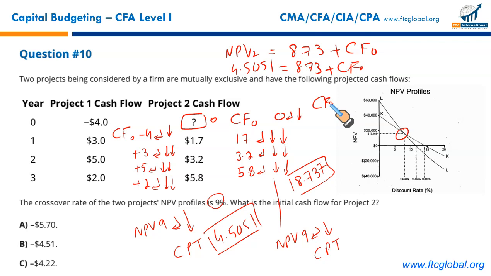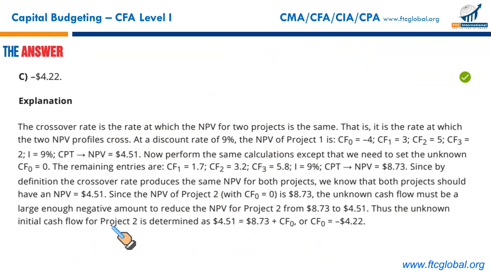Where is my conventional calculator? So it's 4.5051 less 8.73. It gives you negative 4.2249. So that's the initial investment, negative sign, for project 2, and that matches with option C, and C it is.